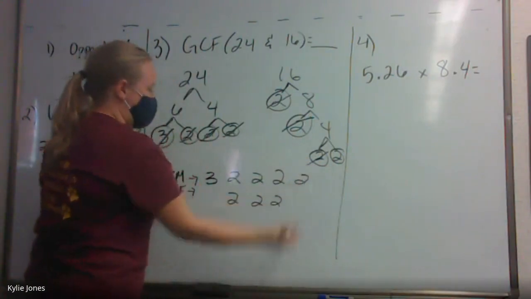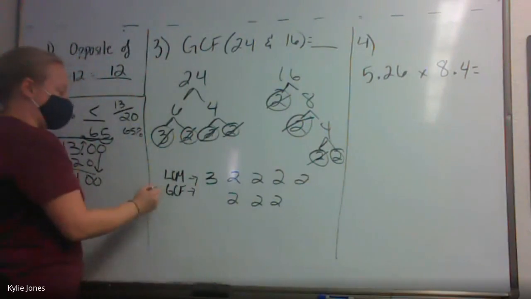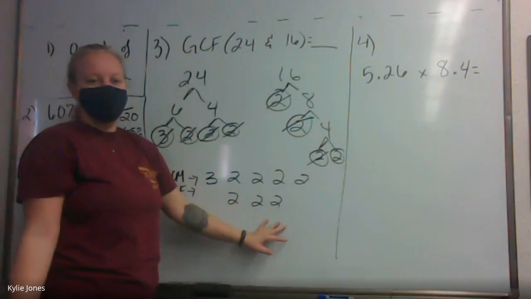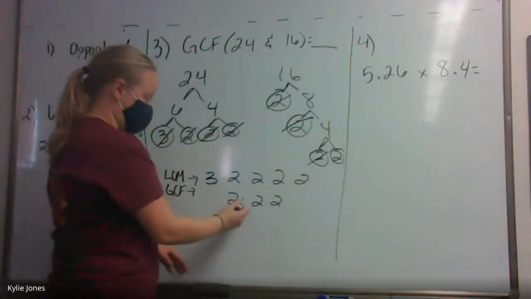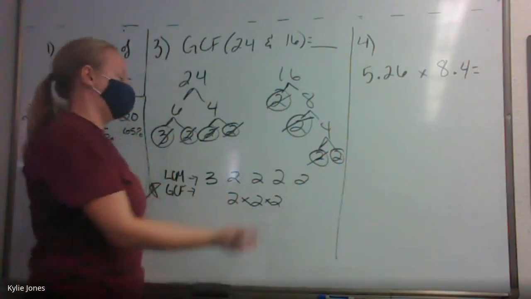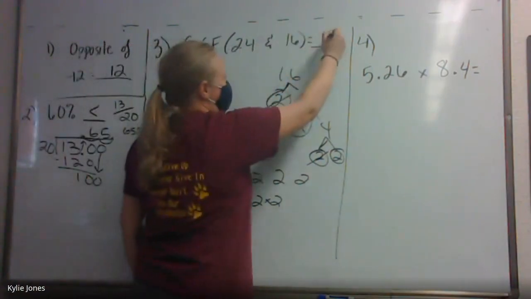Good. Now, it asked for the GCF, so we need to find the GCF. How do I do that with 2, 2, 2? 2 times 2 times 2. 2 times 2 is 4. Times 2 is 8. Okay, we need to multiply. 2 times 2 times 2, which I heard everybody say, is 8.